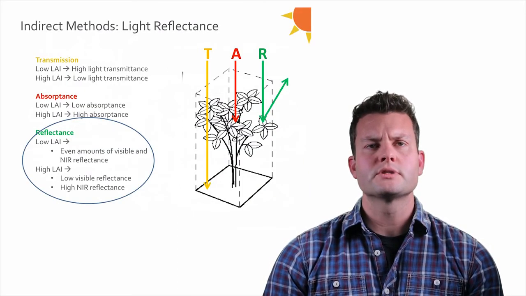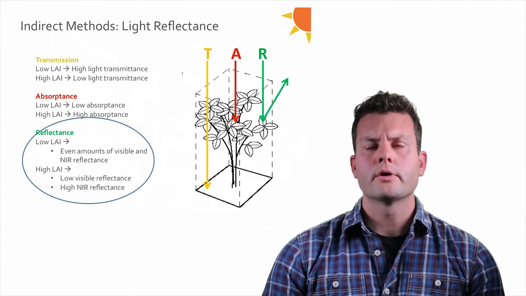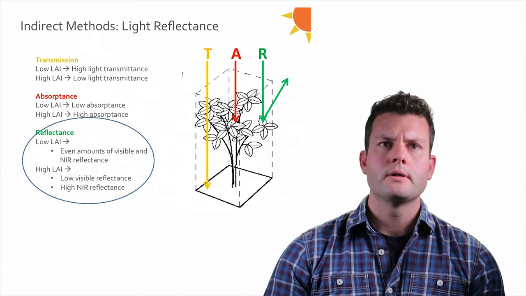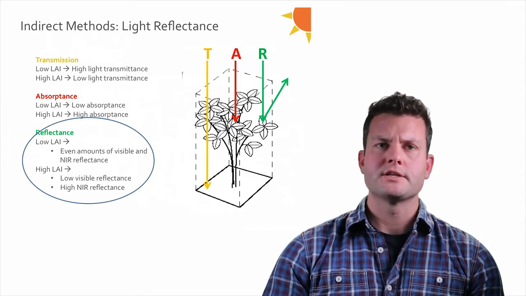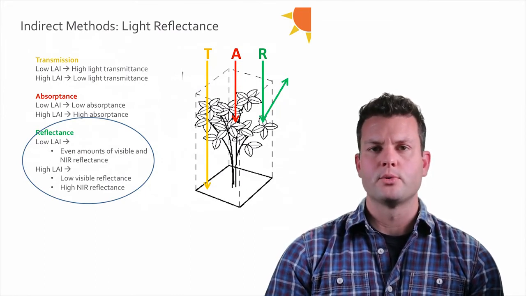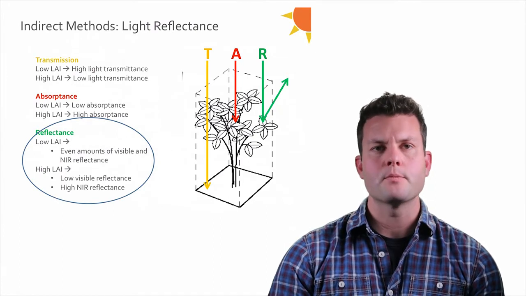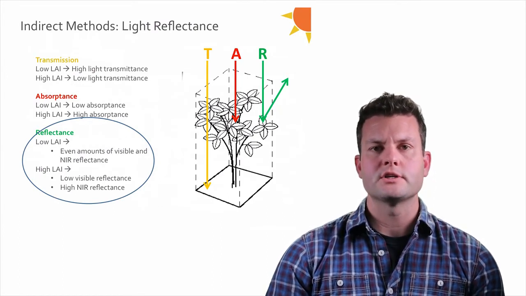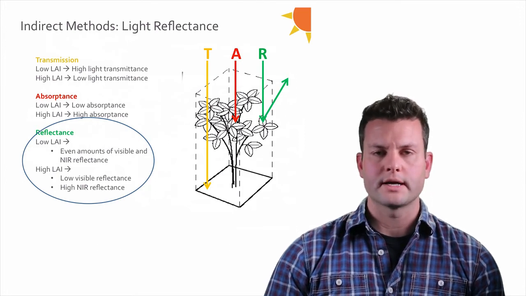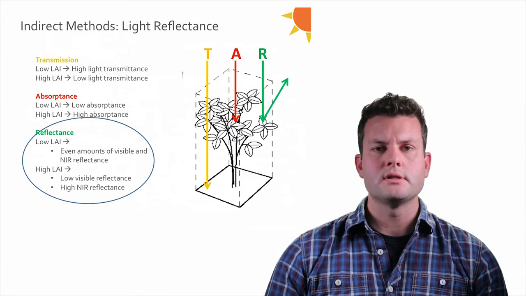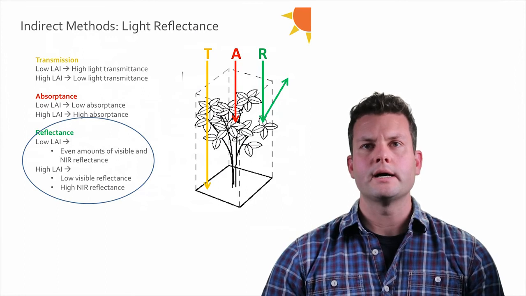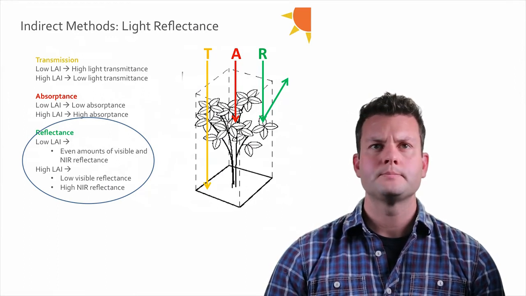Okay, so we've talked about how to use light transmission to estimate LAI. Now we're going to talk about how to use reflectance to calculate LAI. And again, just starting simply here, in cases where LAI is very low, what we typically see is that there's an even amount of reflectance in both the visible and the near-infrared portion of the spectrum. Well, as LAI increases, what we observe is that there's a decreasing amount of visible reflectance, whereas near-infrared reflectance tends to increase. And so you can see there must be some relationship between visible and near-infrared reflectance and LAI that we can use to estimate LAI.